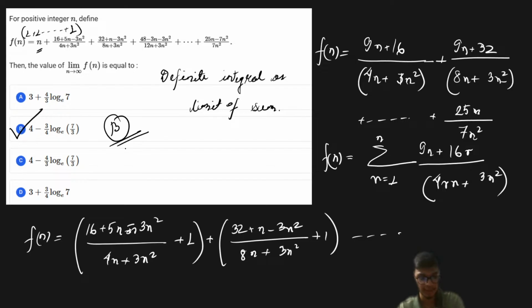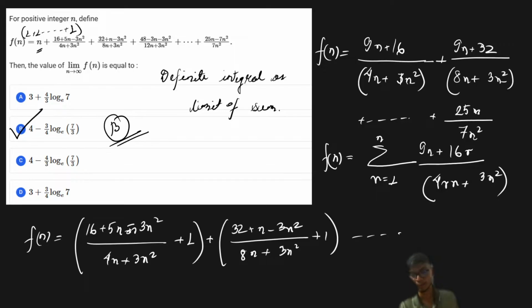Are you all getting option number B as the correct answer? Please do let me know if you are able to get this question or not. Is this part clear to all of you?